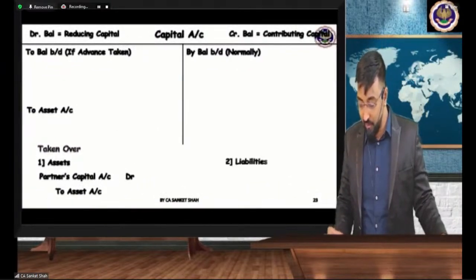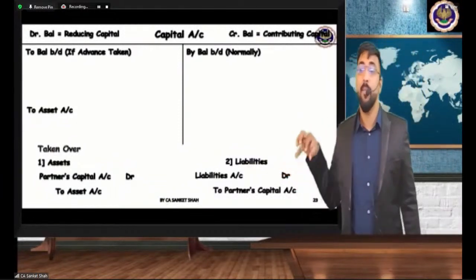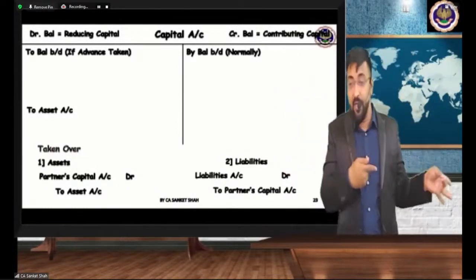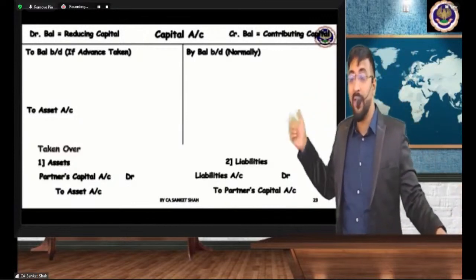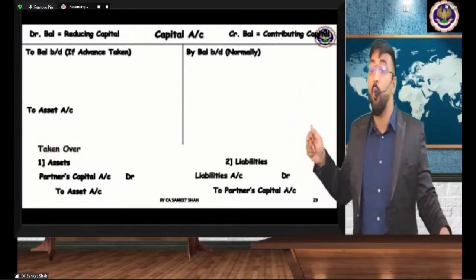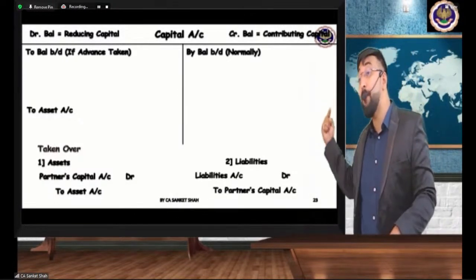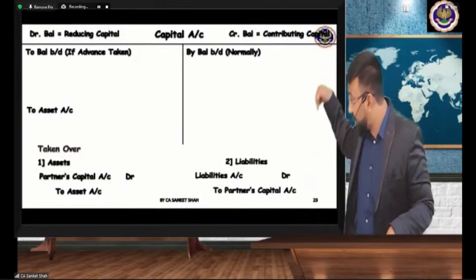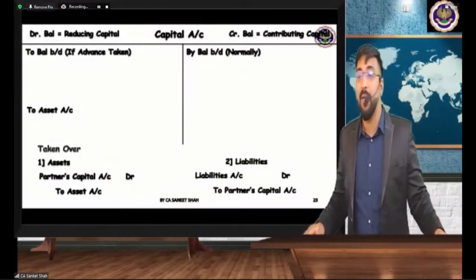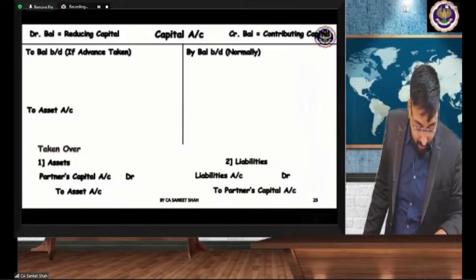Next one is liability taken over. Obviously a liability has a credit balance, so we will give it a debit because the liability is taken over. Some liability amount is taken over by the partner. Now the partner will say, I will pay it. So the firm will now pay the partner. Suppose there is a bank loan which has to be paid by the firm, but now the partner has taken over that liability. So bank OD is taken over by the partner. Therefore, the firm will pay not the bank OD but the partner. So the partner is our creditor, and therefore liability account debit to partner's capital account. It's very simple. Liability account debit to partner's capital.